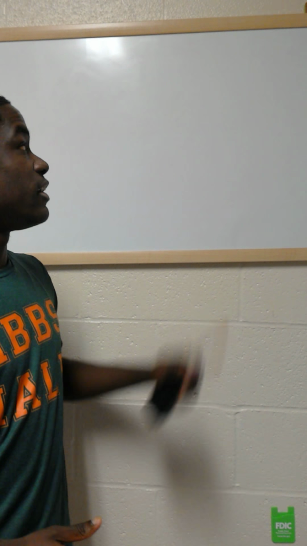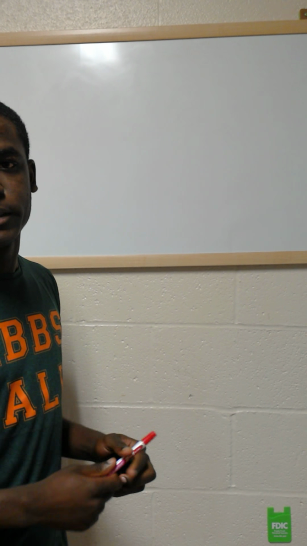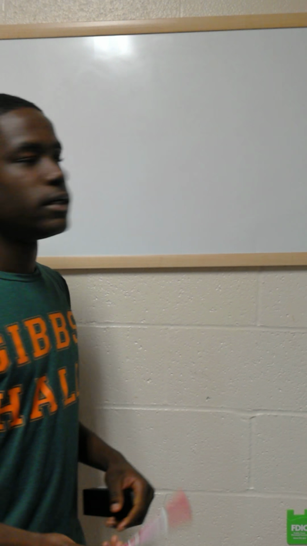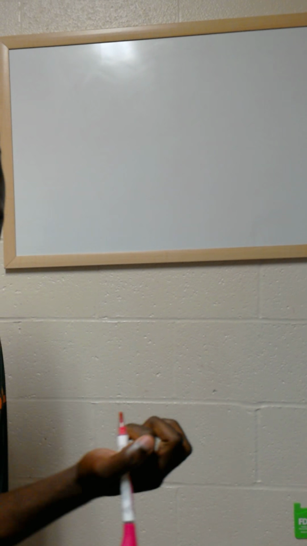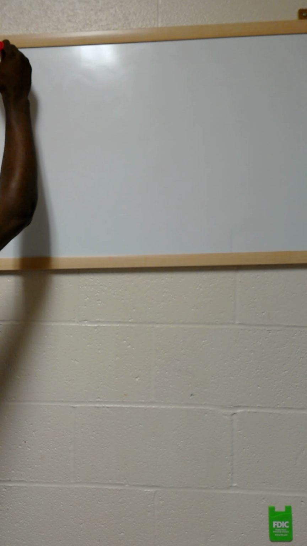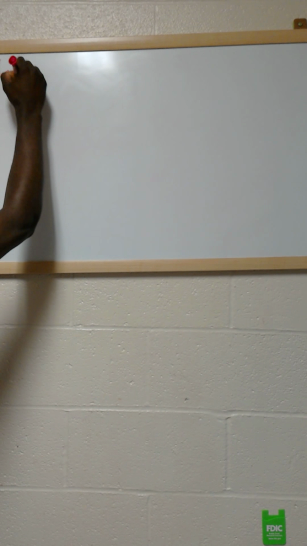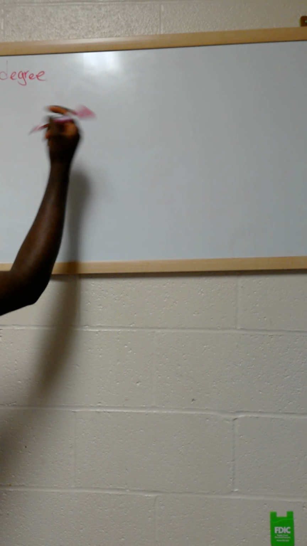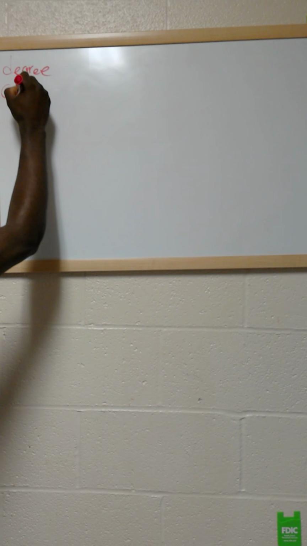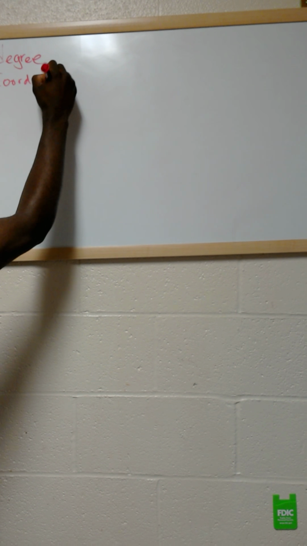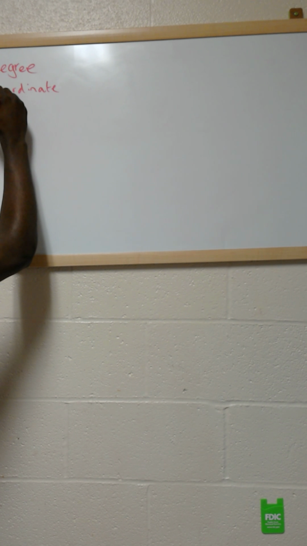And in this video, I'll be teaching everybody how to draw the unit circle. It's pretty easy. In the unit circle, there's three things that you need to know. The first thing is the degree of the point that you're doing. You have a degree, you have a coordinate, and then you also have the radius.